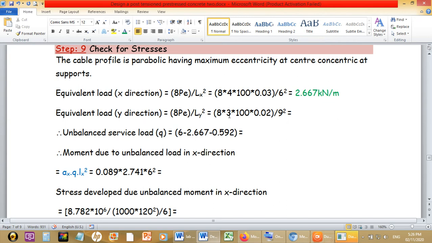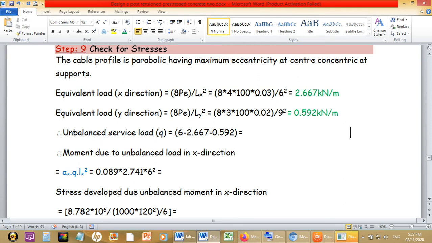Okay, in the same fashion, let's calculate the equivalent load in y direction. In y direction we have provided three strands in a 1 meter strip. So only that change is there, and the span changes, Ly is 9 meter. If we put all these values in the calculator and do the calculation, we get the answer as 0.592 kilonewton per meter. So these are the equivalent loads we are going to get over here. Now this is the load developed because of the cable profile.